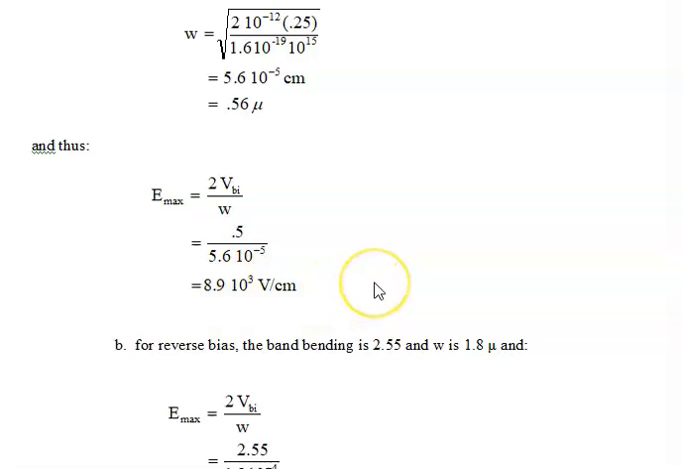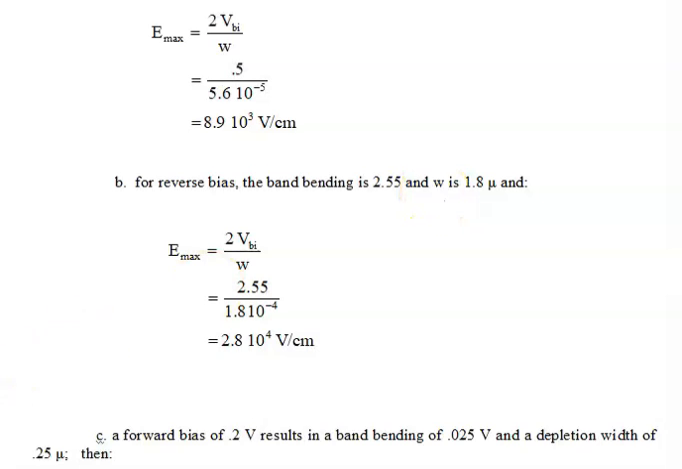So then we ask the question, should we expect a larger E max for reverse bias or smaller than equilibrium? Well, there's two things. They seem to be working against one another. The VBI for reverse bias is going to go up by quite a bit, but the W is also going to go up. So which one wins? Well, we'll see. We would expect the E max for reverse bias to be larger.